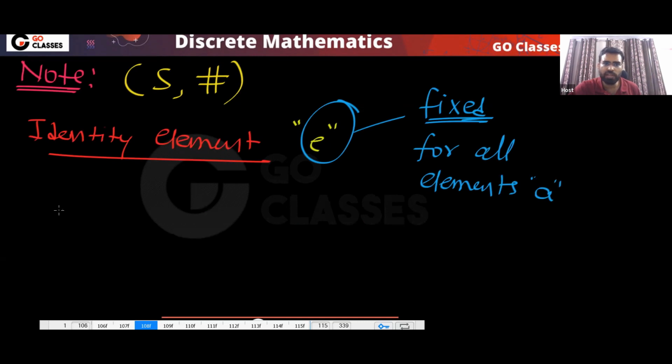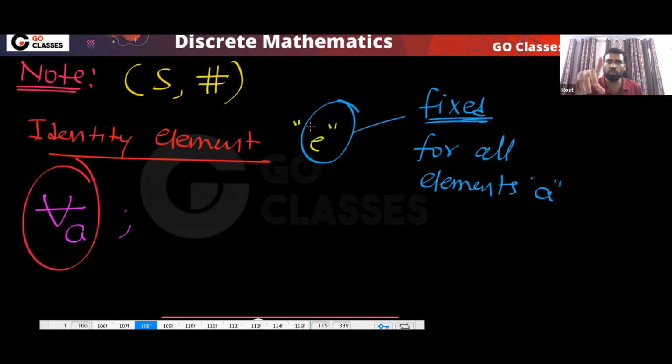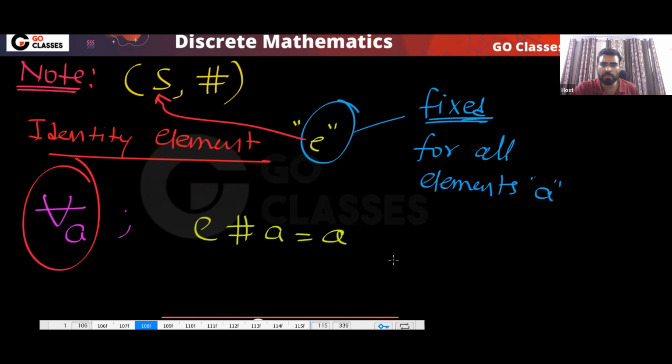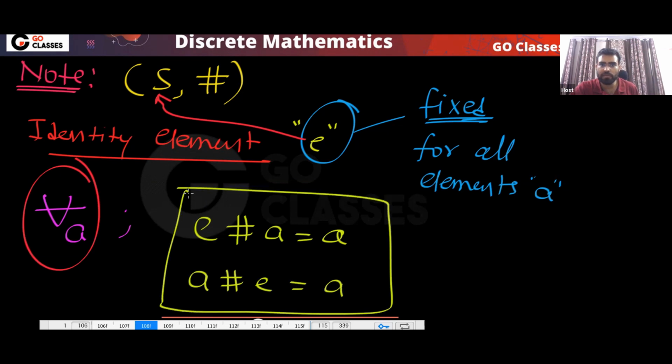What it means is, if you take any element from this set, for all A, you can take E also, because E also belongs to this set. Then for all elements, E hash A should be equal to A, and A hash E should be equal to A. Both of them must happen. Then we can say that this is the identity element. So the identity element does not change according to the element. It is fixed for all.